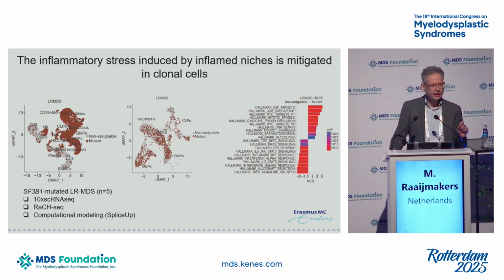But then if you look at the mutated cells and compare them to the non-mutated cells, you can see that these inflammatory signatures are mostly there in the non-mutated cells, while the mutated cells relatively express signatures that would be indicative of cell survival and proliferation, suggesting that mutated cells may be relatively resistant to this inflammatory signaling.